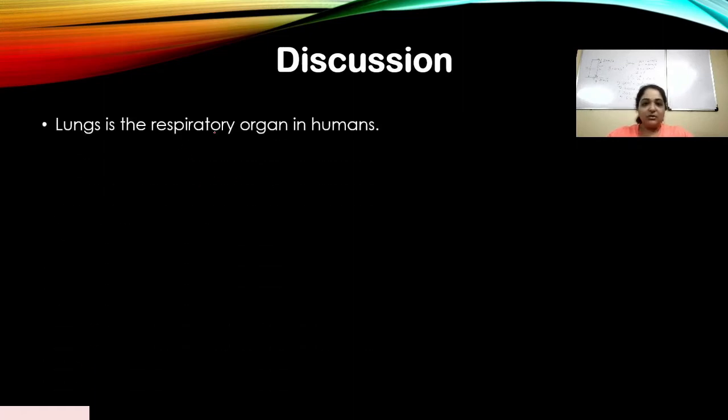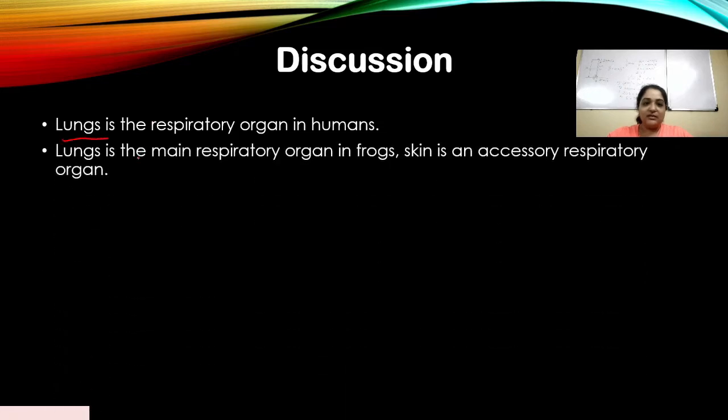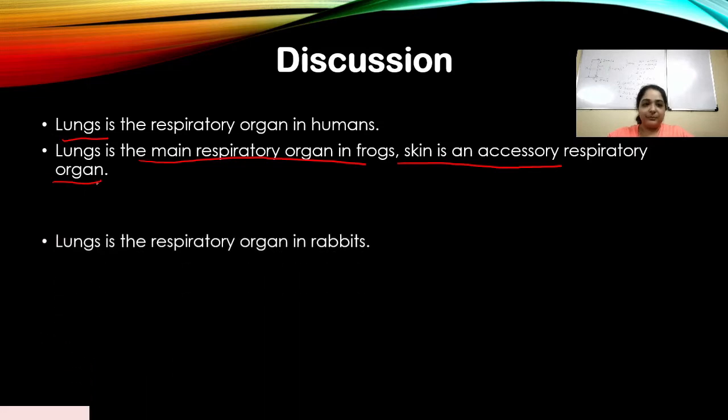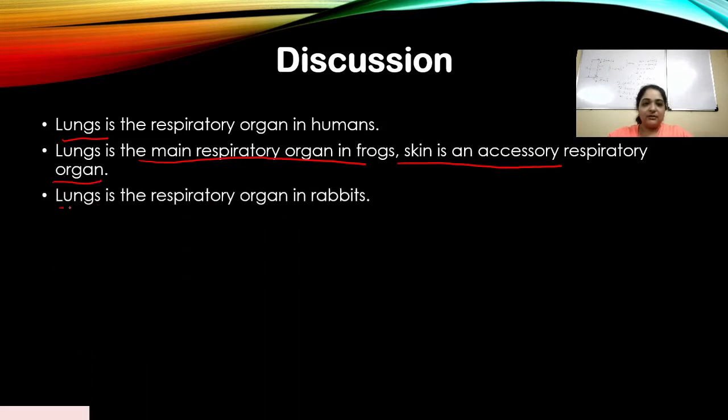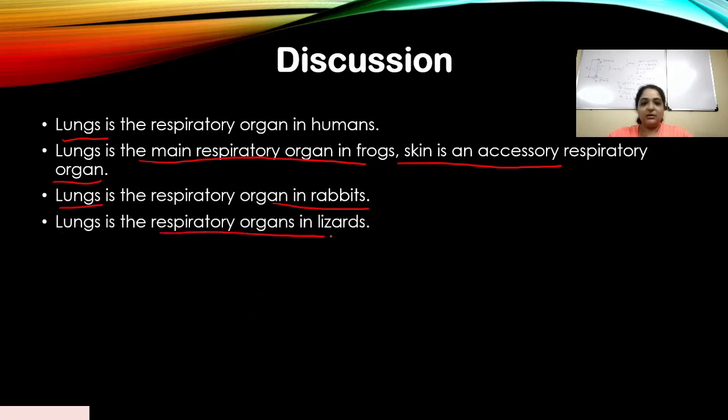Lung is the respiratory organ in humans. Lung is the main respiratory organ in frogs, but skin is an accessory respiratory organ. Lung is the respiratory organ in rabbits, and lung is the respiratory organ in lizards. So if you chose frog as your option, then you've got the right answer.